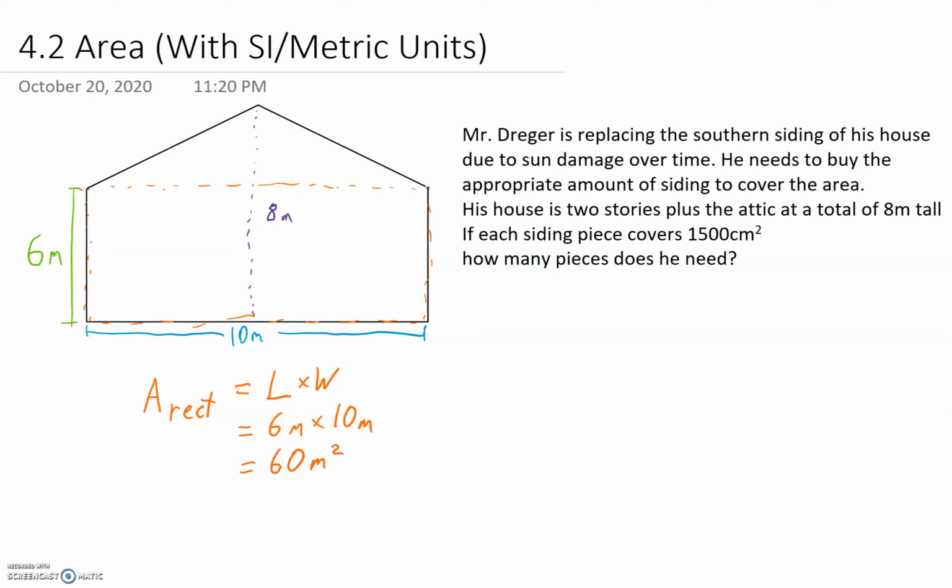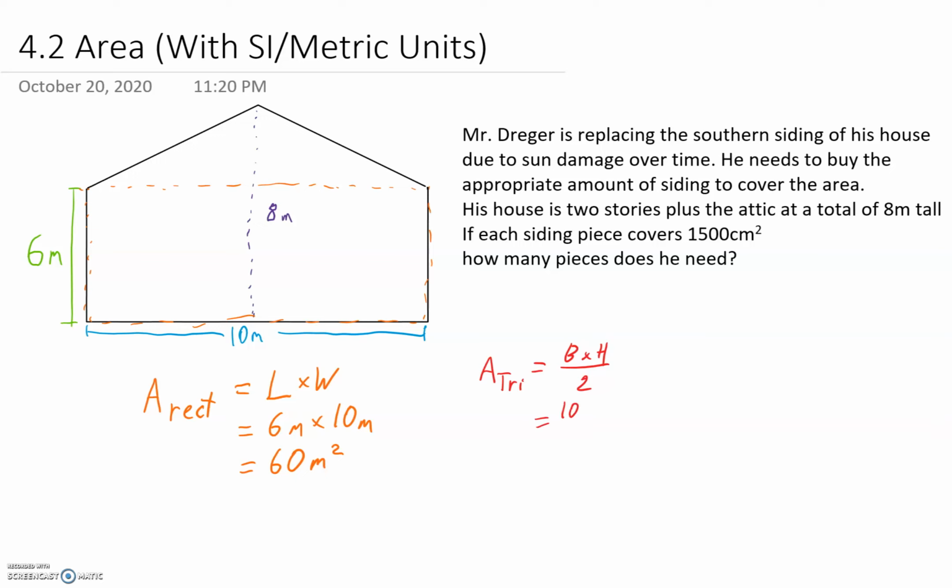All right, now we're going to look at our triangle. What's the area of a triangle? Well, it is base times height divided by 2. In this case, what is our base? Our base is pretty easy. It's the 10 at the base.